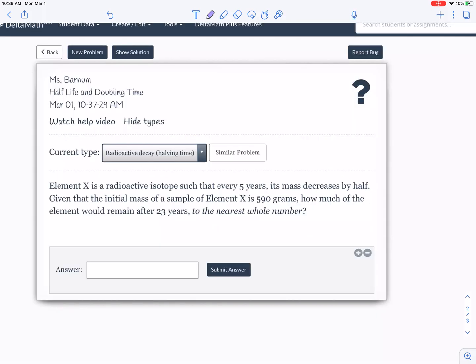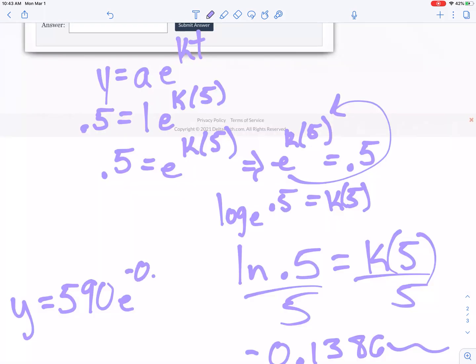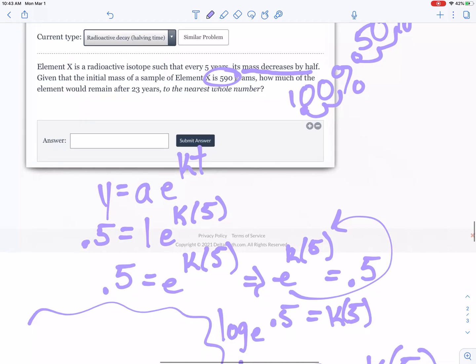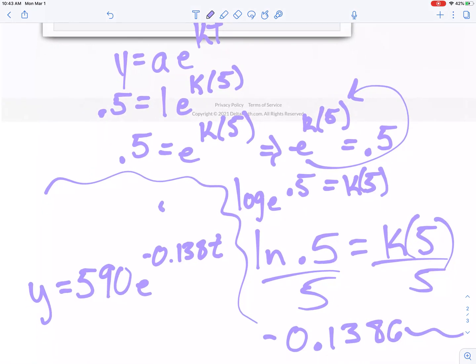Times e to the, the k, negative 0.138 times t. If the directions were to just write the equation, that's what the answer would be. Now the directions say, find out how much is left after 23 years. So I need to plug in 23 right here.